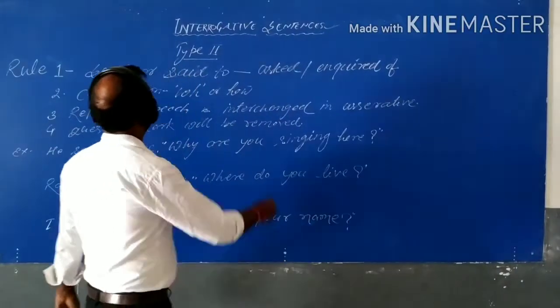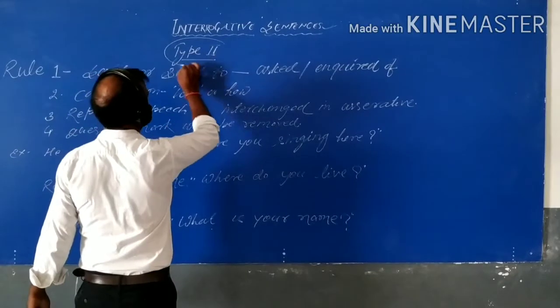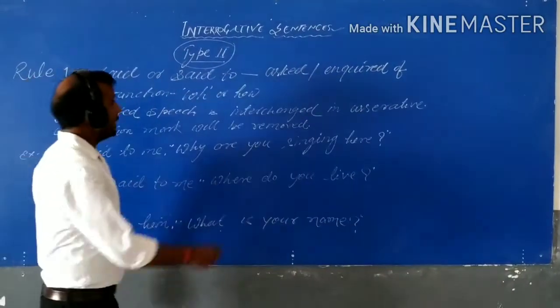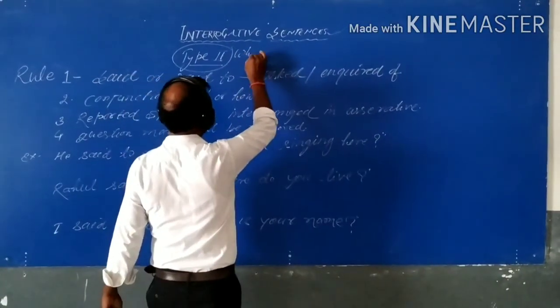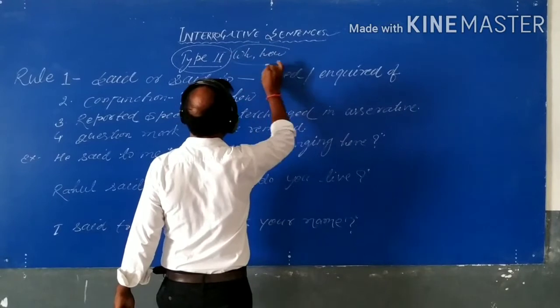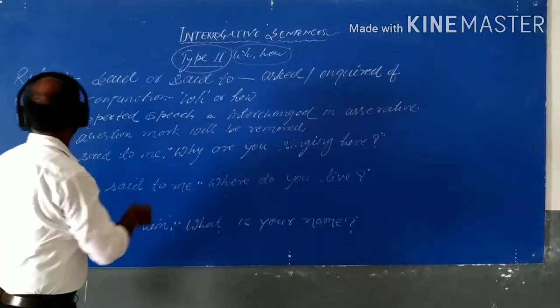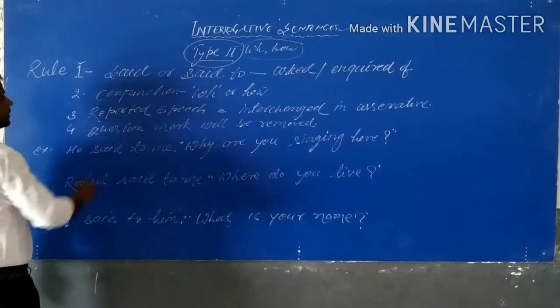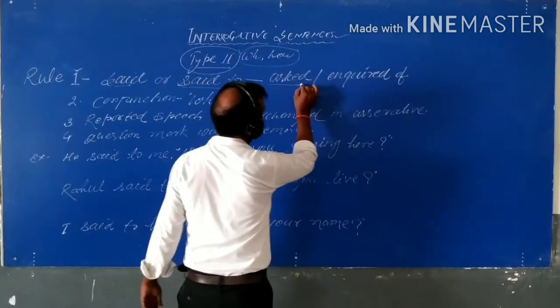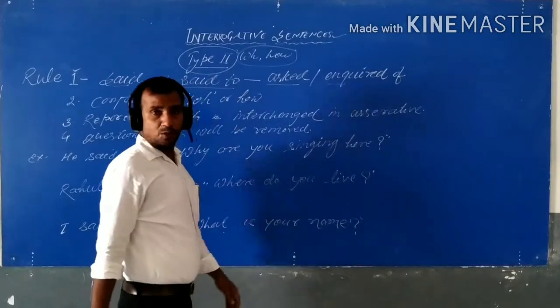Well student, now the second type. You all know that it is formed by using WH words, what and how. These are the interrogative words. So how can we change it? The rule is that "said" or "said to" is changed to "asked" or "inquired of", what I have told you earlier.